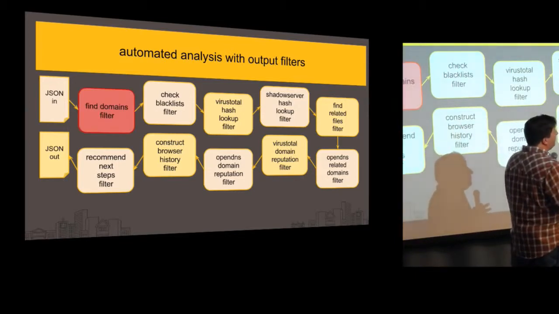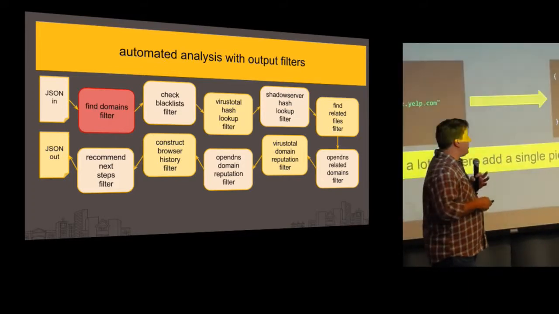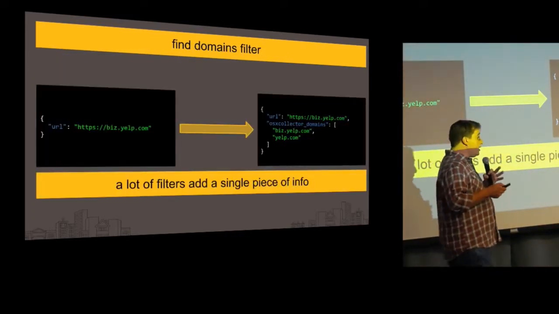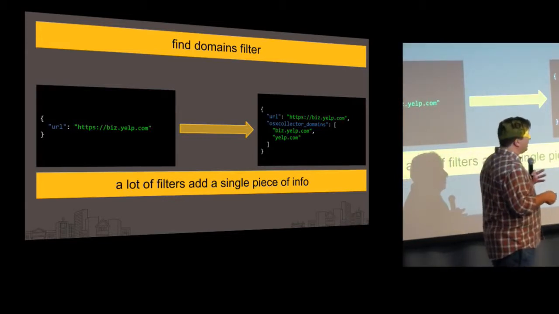So the first filter that we do is a find domains filter. And this filter is very simple. It has one job. It does one thing. It does it really well, it turns out. And that's great. And most of the filters operate that way.